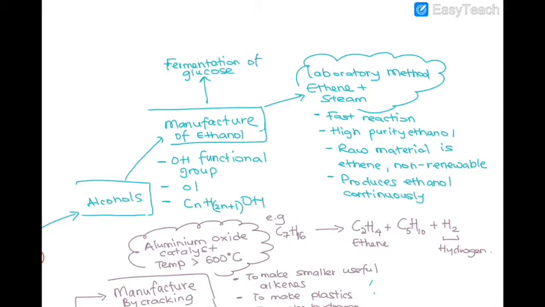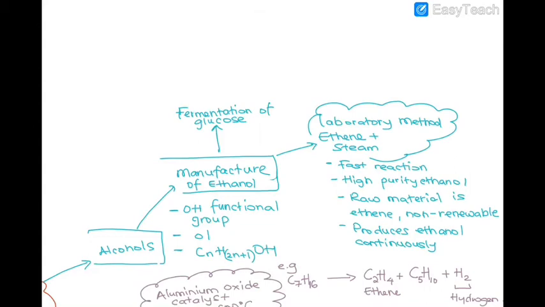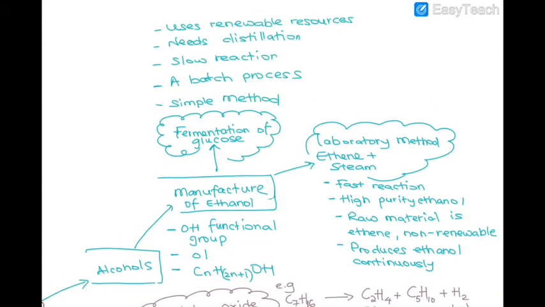However, fermentation of glucose is another method that can be used to produce ethanol. And it's a simple method. It's a batch process, which means that every time the fermentation is over, you have to start over again. It's a slow reaction, and once you get the ethanol, you will have to do distillation to get the ethanol from the mixture, and it uses renewable resources.